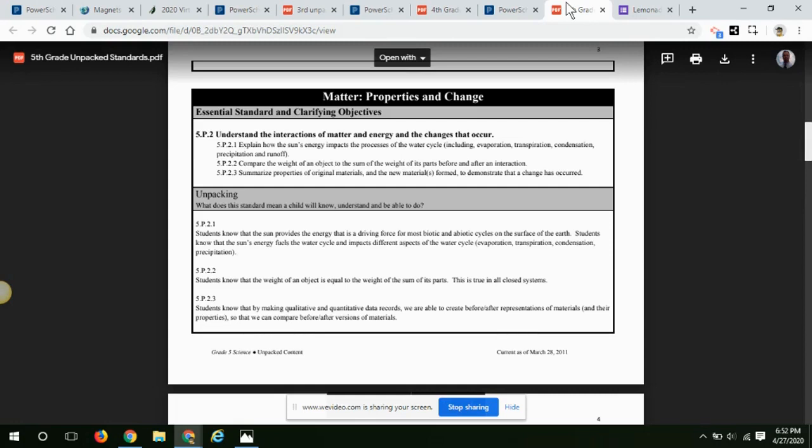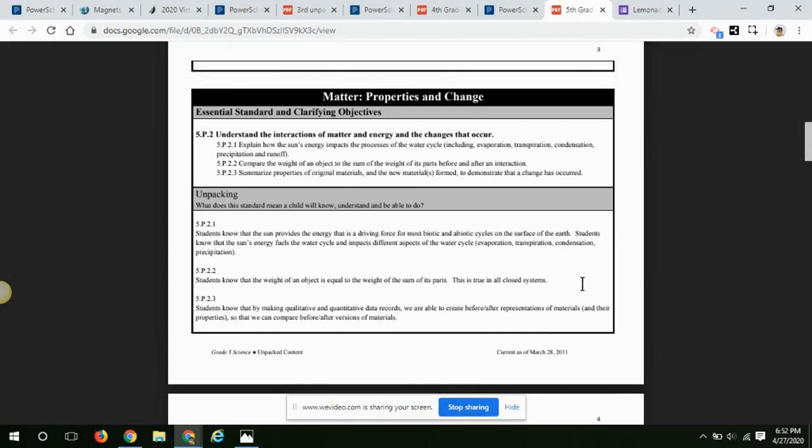Connecting it that way, looking at things in a true closed system and how the weight is equal to the sum of its parts. So getting into that total piece, we're setting the foundation as they get into the chemistry of things from middle school, as they get into understanding conservation of mass, they will get there. We don't need to worry about that yet in fifth grade, but we're setting that foundation.